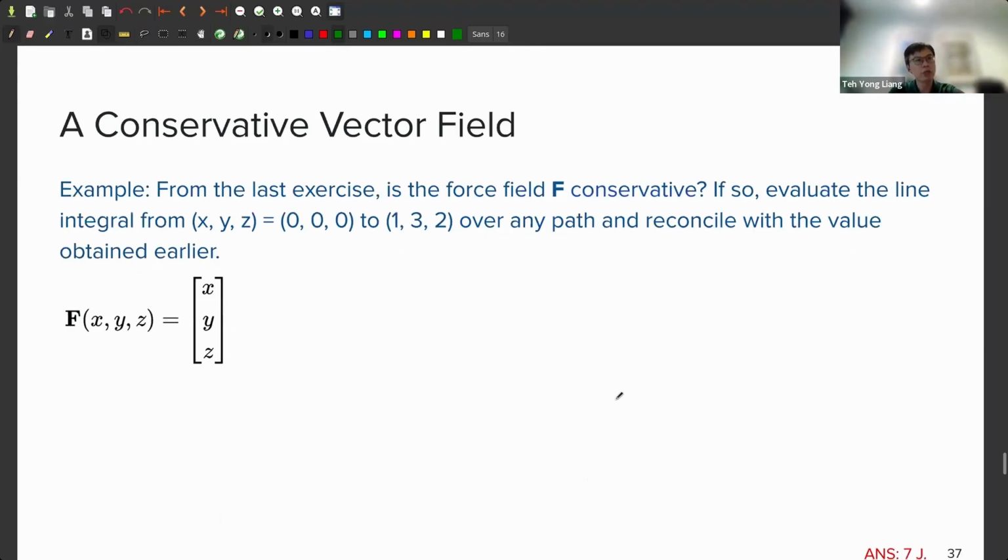Now let's take a look at this example. From the last exercise, is the force field F conservative? If so, evaluate the line integral over any path and reconcile the value obtained earlier. I can tell you, looking at this x, y, z, it's radial. The force vectors are just pointing outwards from the origin, so this is going to be conservative. But of course, that's just by argument. We can always check, so we just check the curl.